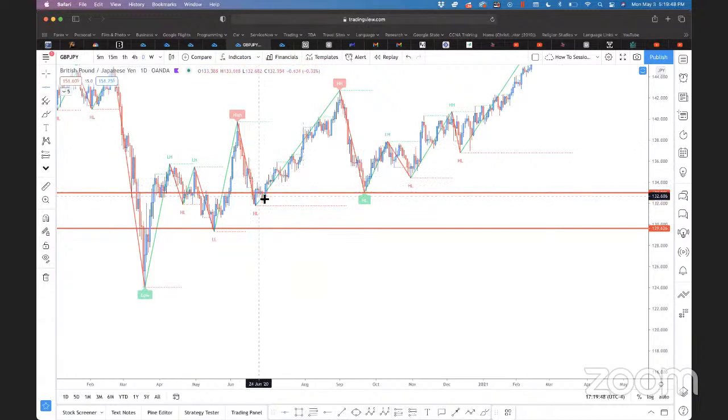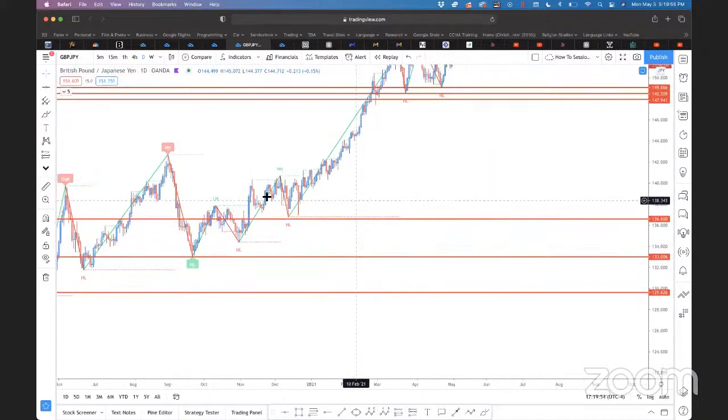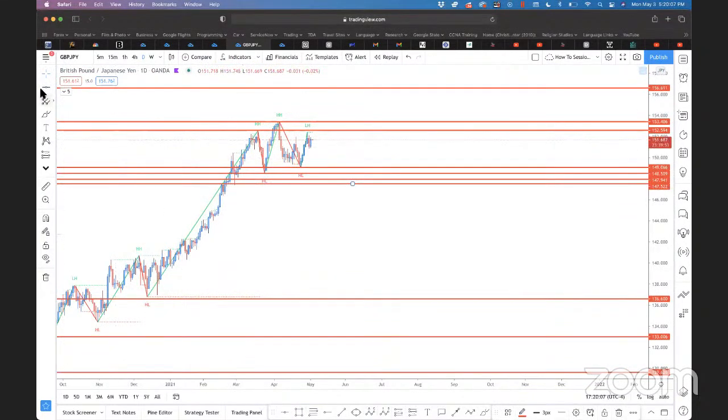There's another one right here. There's one right here. It's several within this move up, but I don't want to go into those. There's one right there. And if I'm looking at the downside, it's one right here, right?